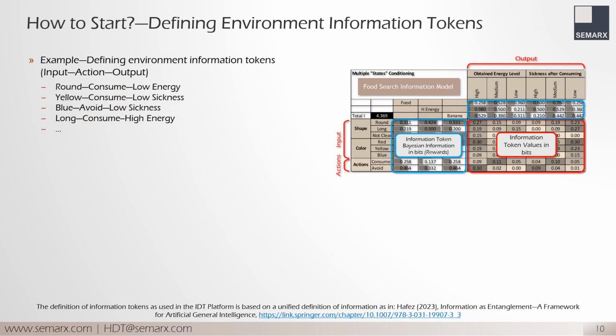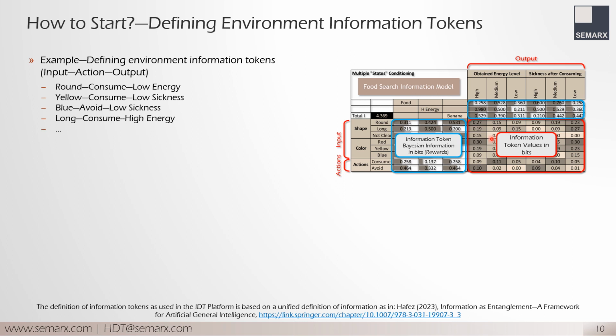How to start? By defining the task-related information tokens. Here is an example of a simple agent that seeks its environment for food. To improve its decision-making, it creates a lookup table to record its findings. After encountering several objects, it begins to notice that round objects yield less energy than long objects and that blue objects should not be consumed. Each of these findings is assigned an information value that indicates the frequency with which it occurred.